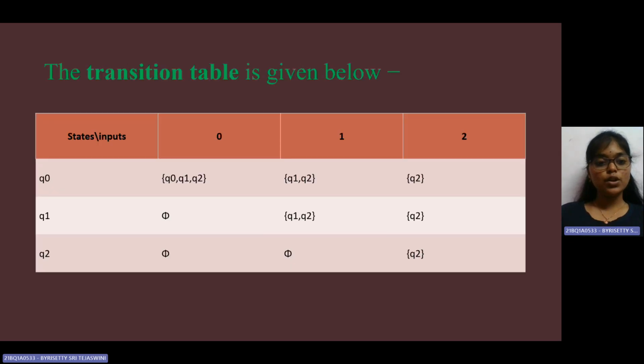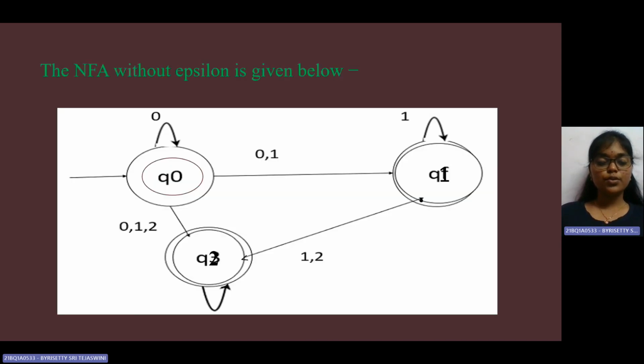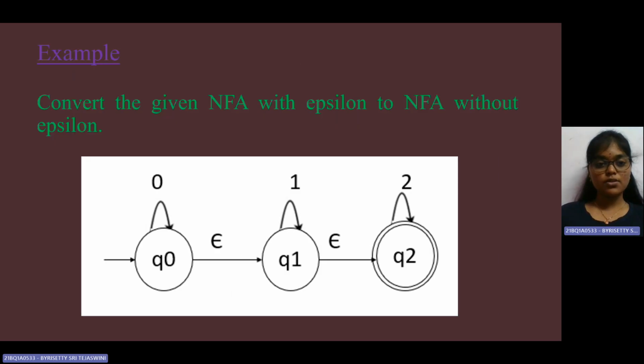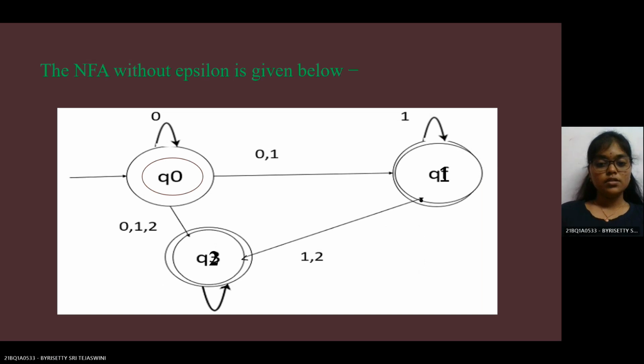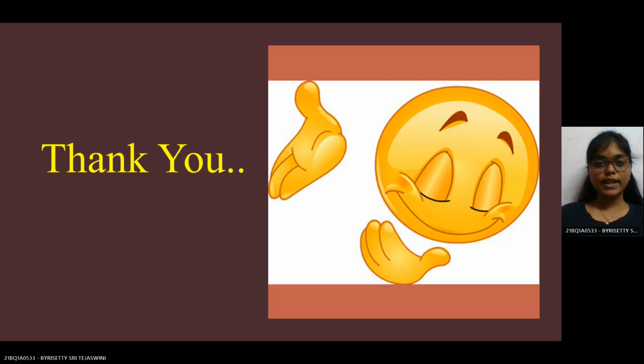Okay. Next, for the q2 state, 0 input is phi and 1 input is phi, and at 2 input it moves to q2, so a self loop. Okay, this is the NFA without epsilon. So the diagram of the NFA with epsilon is this one, and this is converted to the NFA without epsilon. Thank you.